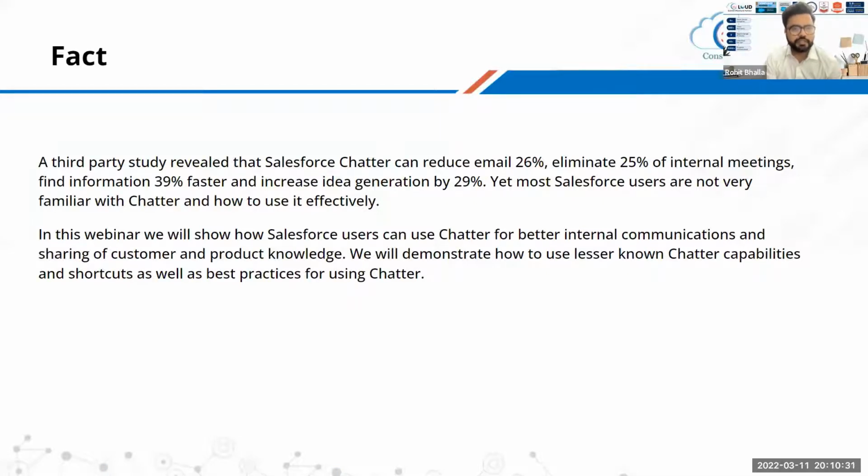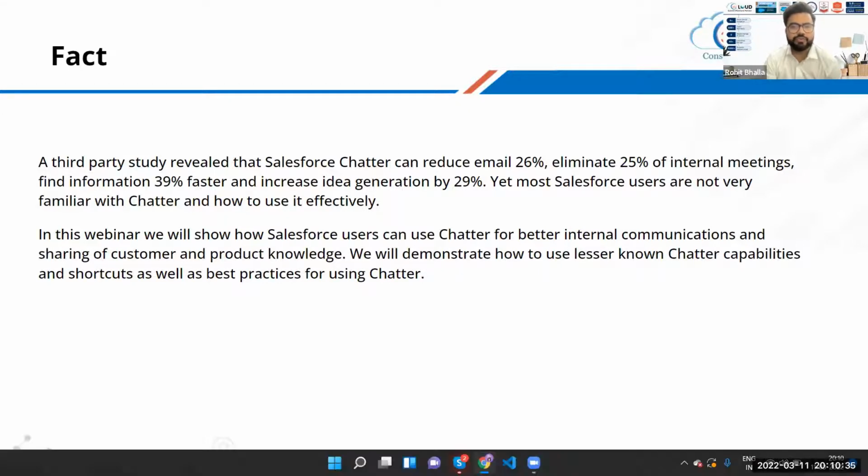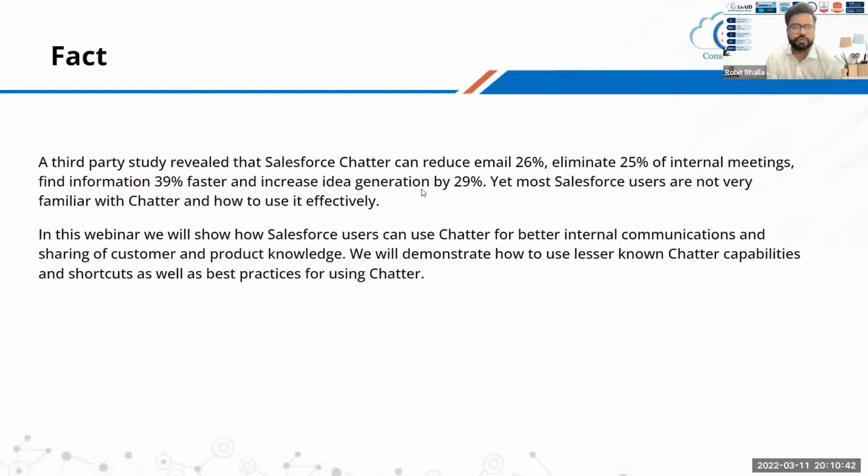Here are some facts. A third-party study revealed that Salesforce Chatter can reduce email by 26% and eliminate 25% of internal meetings, because everyone can see everything. We can tag people, people can post answers to questions, and make polls. Whenever we have concerns and need opinions, we can gather them in Salesforce itself, find information 39% faster, and increase idea generation by 29%. Yet most Salesforce users are not familiar with Chatter, or maybe they are not using it effectively.